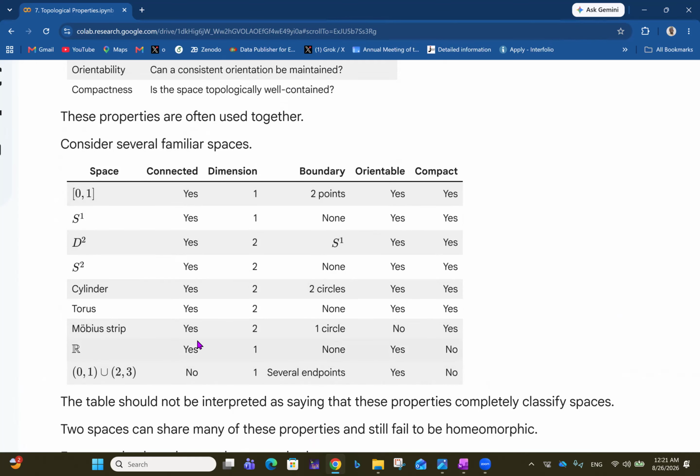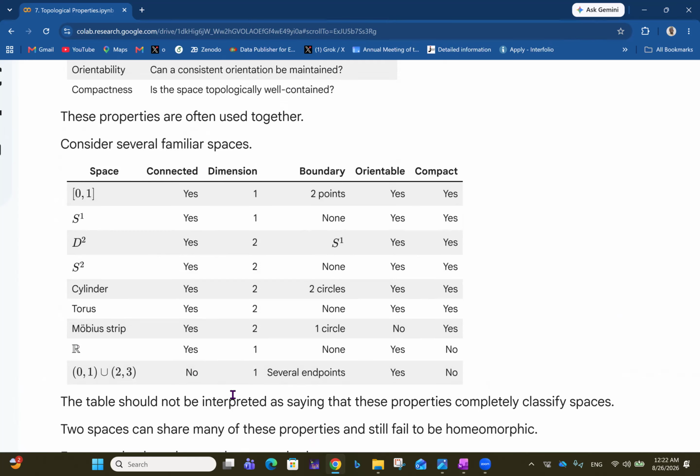Then R, it is connected, yes. Dimension is 1. Then boundary, no boundary. Then orientable, yes, but not compact because it is not bounded. So for compactness, there has to be boundedness and closedness. Then for [0, 1] union [2, 3], it is not connected. Dimension is 1 because it is still in the real line at the end of the day. So boundary, several endpoints. Orientable, yes, and connected, no. Compact, no. It is not compact because though there are boundaries, there is no connectedness.